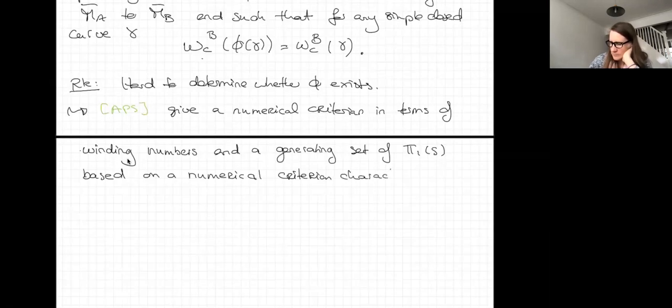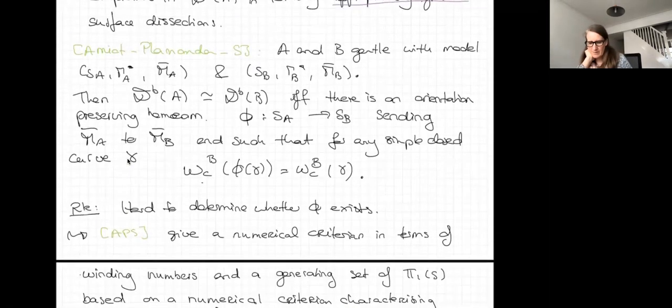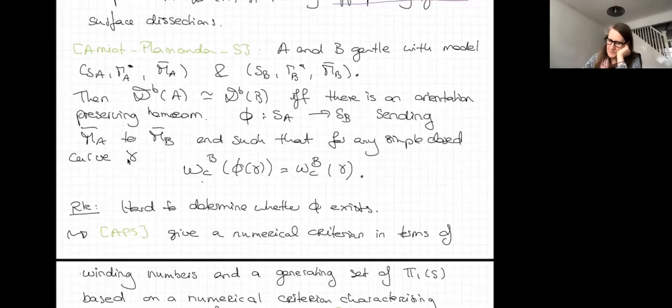Characterizing homotopic line fields. And this numerical criterion was then given in Likely and Polishuk. It's clear that the idea of Likely and Polishuk was to show exactly this result here. But I suppose in some sense we really need the algebra and the representation theory to show it.